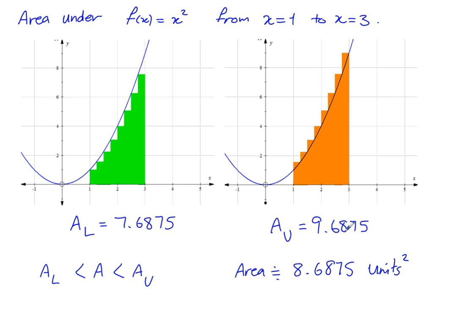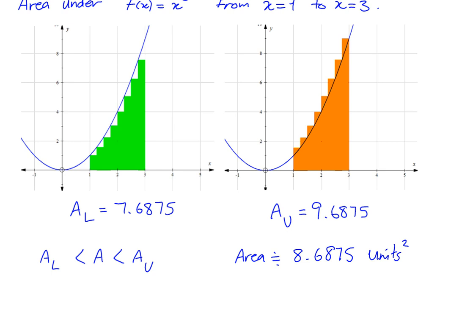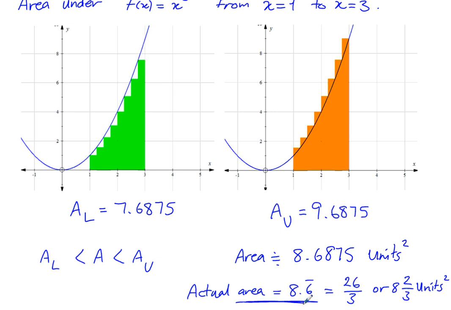And then in the end, when you calculate the actual area, you should get 8.666 recurring, or in exact form you can write it as a fraction, 26/3, or 8 2/3 units squared. But then calculating the actual area is something that we're going to look at later.